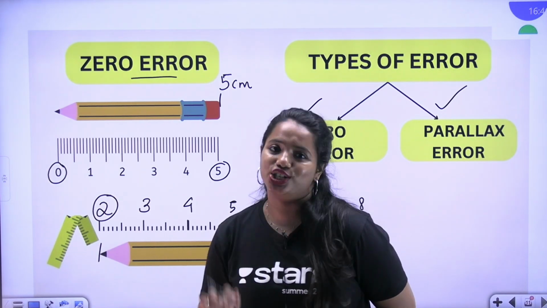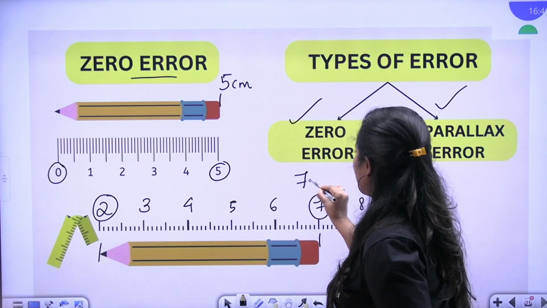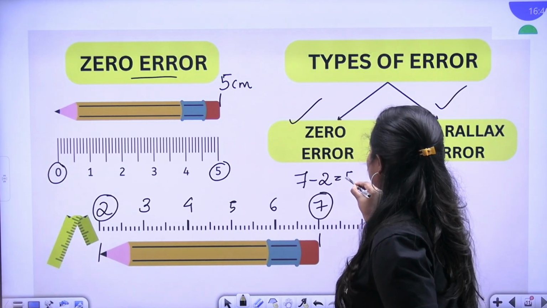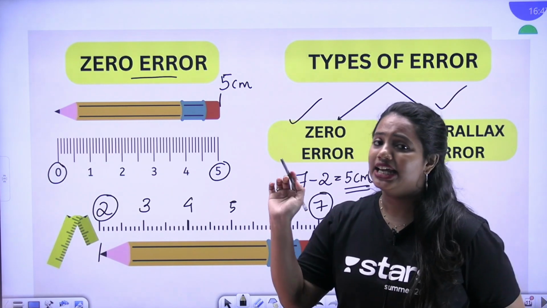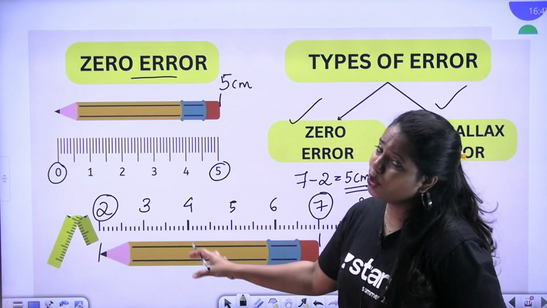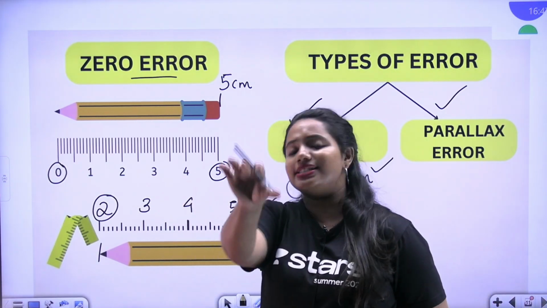final reading and the initial reading. So here 7 minus 2, that is equal to 5 centimeter. This is the correct way of taking the measurement. But if you are not doing it in such a way, then you will get the zero error.